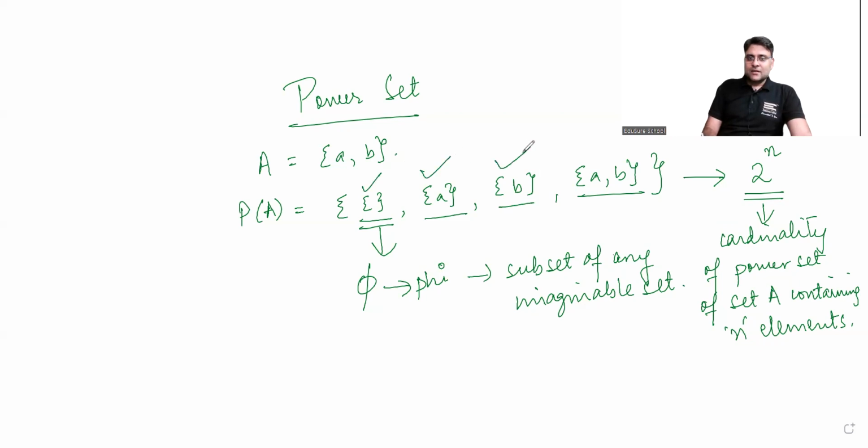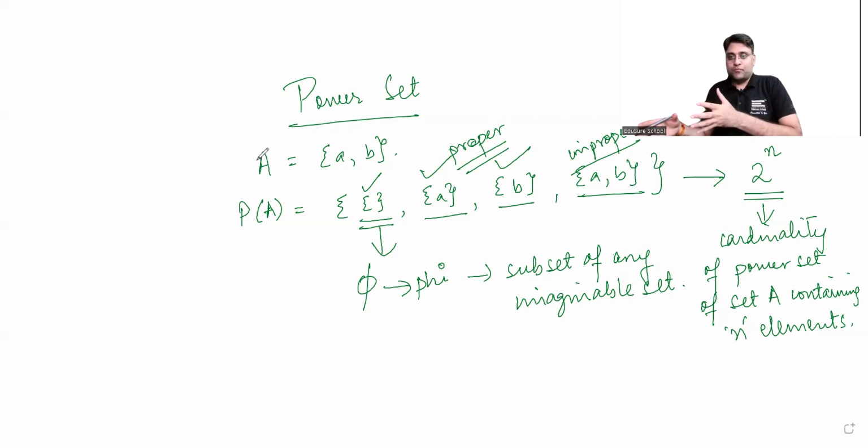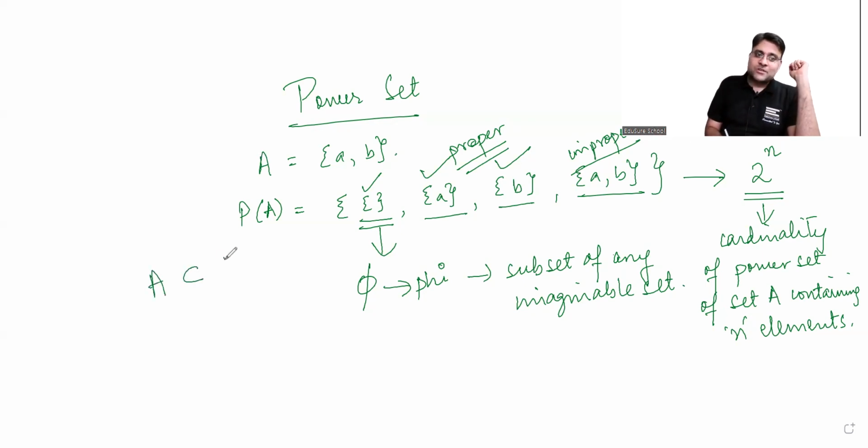so for a power set, this first, second, and third are proper subsets, and this AB is an improper subset because this AB is the set A itself. So the set A itself is also a subset of itself, right? It's an improper subset, but it is a subset. So the set of all subsets includes the set itself also. So I can write it down this way, that A is a subset of its power set. A is a subset of its power set as well, right?